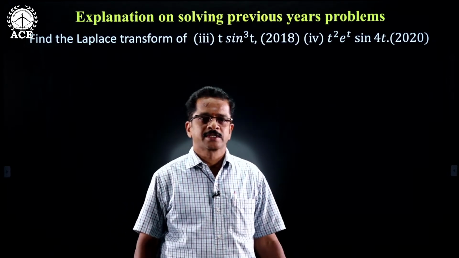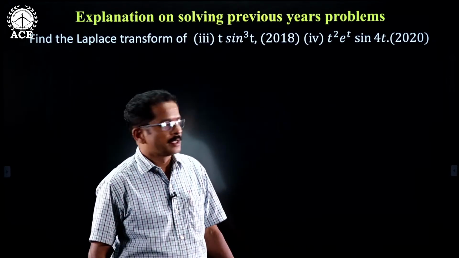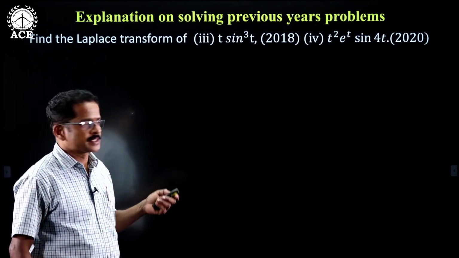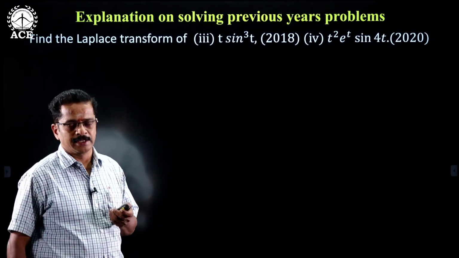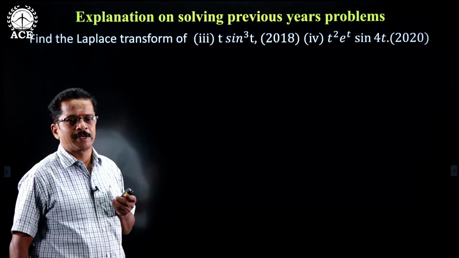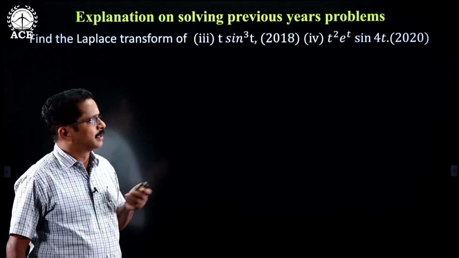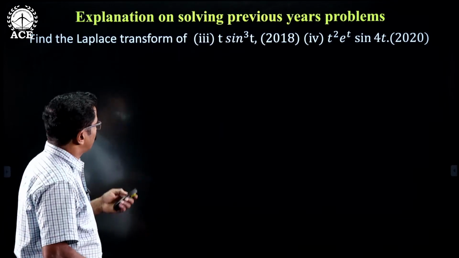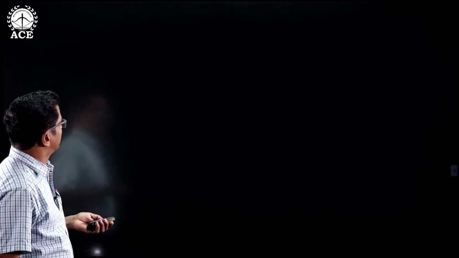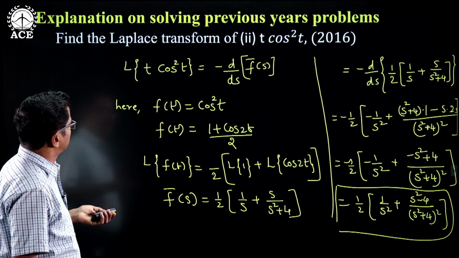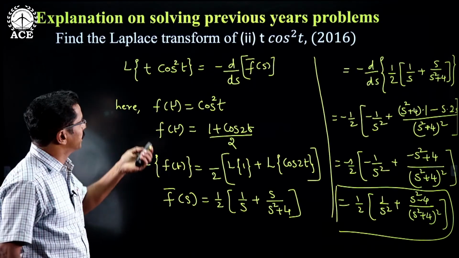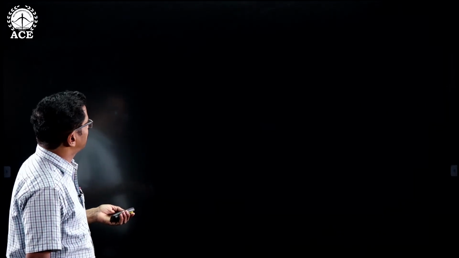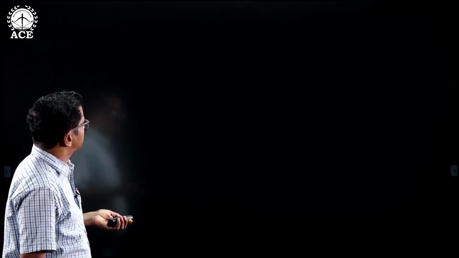Today's session is a continuation of yesterday's session. Yesterday we discussed the Laplace transform of multiplication by t, and on that concept we are discussing problems. One problem we already completed in yesterday's class. So what is the multiplication by t rule?